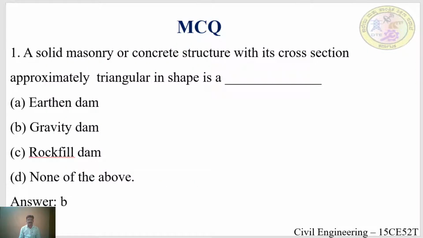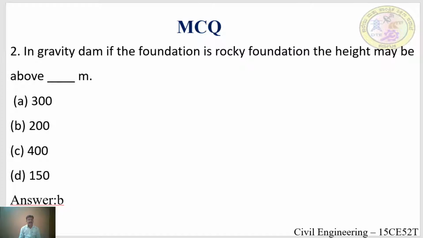Now we have MCQs. First one: a solid masonry or concrete structure with its cross section approximately triangular in shape is given as: earthen dam, gravity dam, rockfill dam, none of these. It's a gravity dam. Since it's a solid masonry dam, it's a gravity dam. Answer is B.